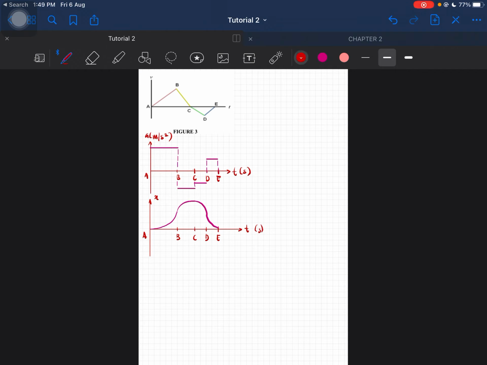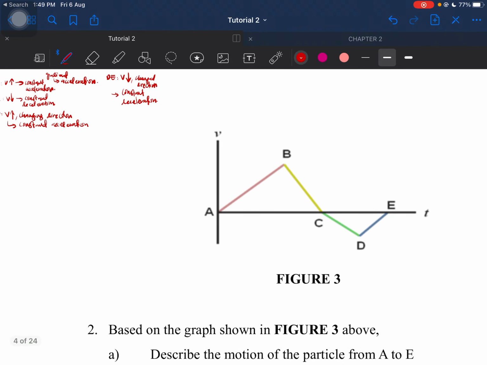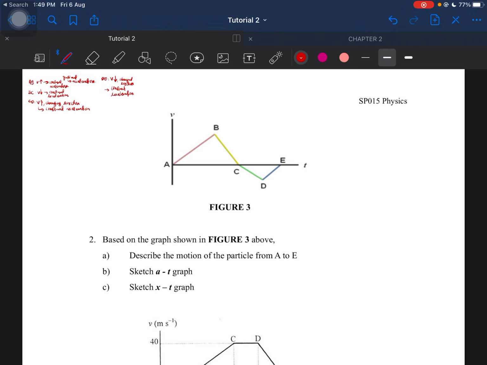So that is how we draw the graphs, right? So that is our question 2 for tutorial chapter 2.